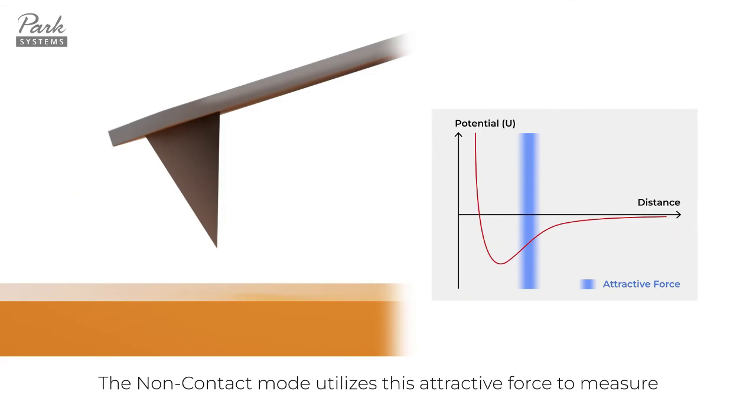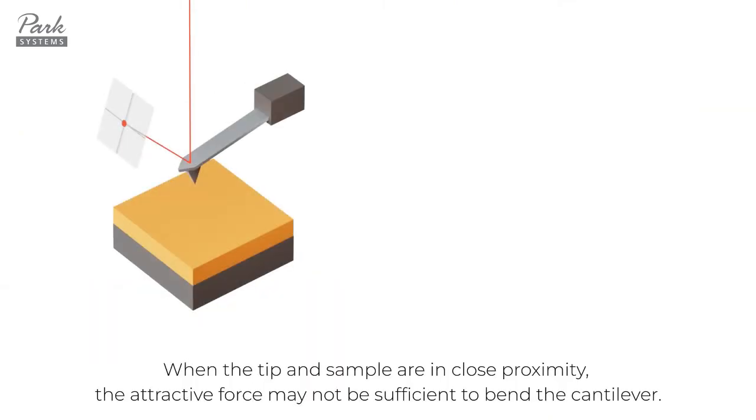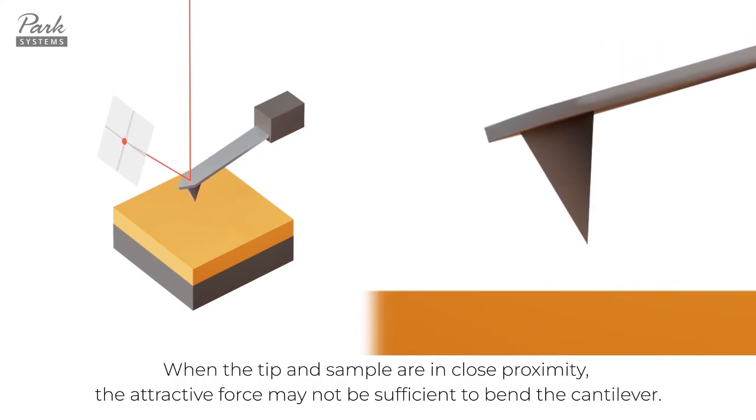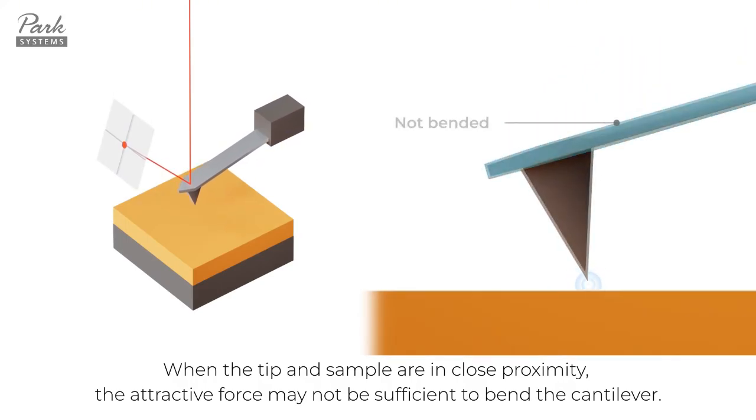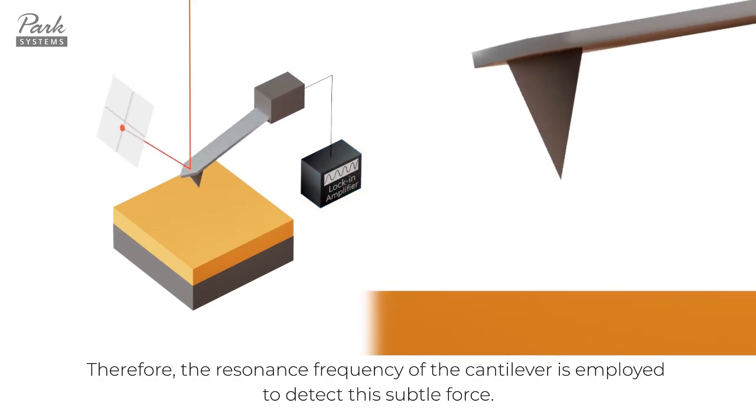The non-contact mode utilizes this attractive force to measure the topography of the sample without the tip making physical contact onto the sample. When the tip and sample are in close proximity, the attractive force may not be sufficient to bend the cantilever. Therefore, the resonant frequency of the cantilever is employed to detect this subtle force.